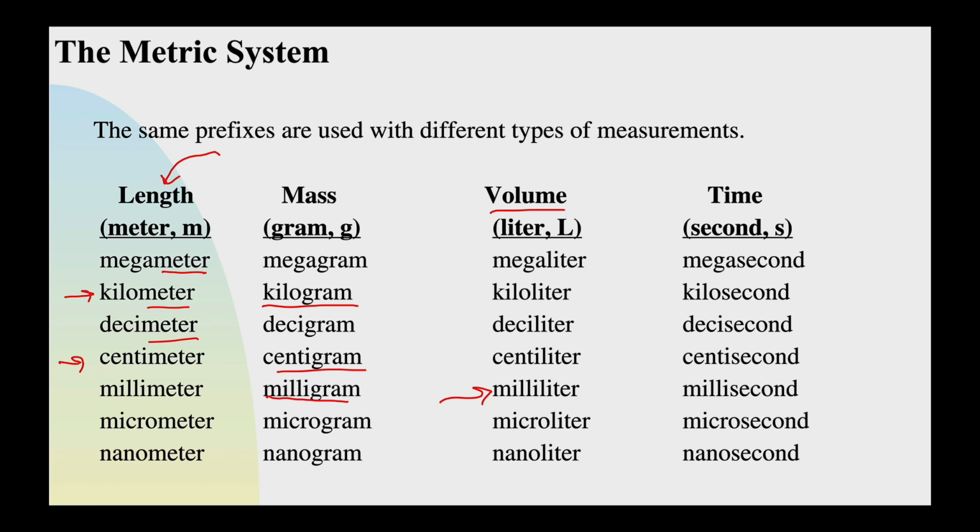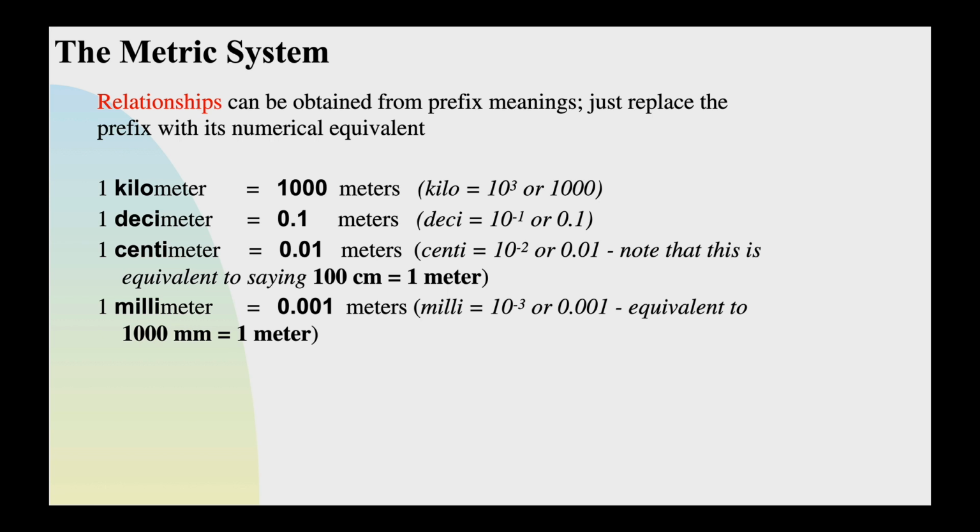So all these metric prefixes will work. Their relative amounts are the same. You just change the base unit depending on what you're measuring. The relationships between the metrics are really important. And here's some examples for length, which is something we'll use quite a bit. Here's a relationship between a kilometer and a meter. And remember earlier we saw that kilo was 10 to the third, and 10 to the third in scientific notation is 1,000. So that means there's 1,000 meters in a kilometer, all right?